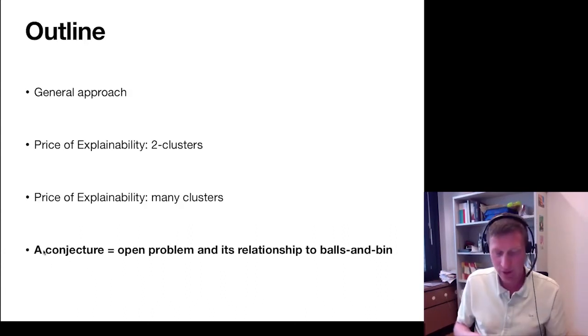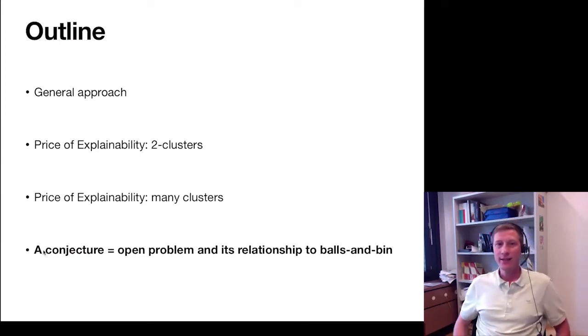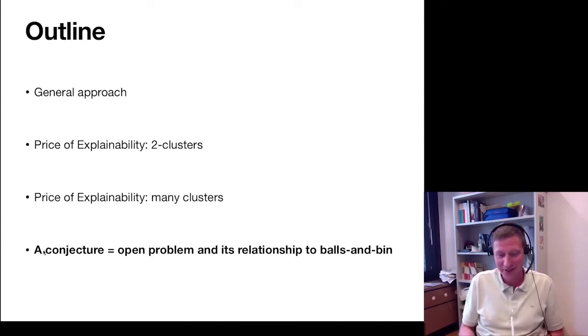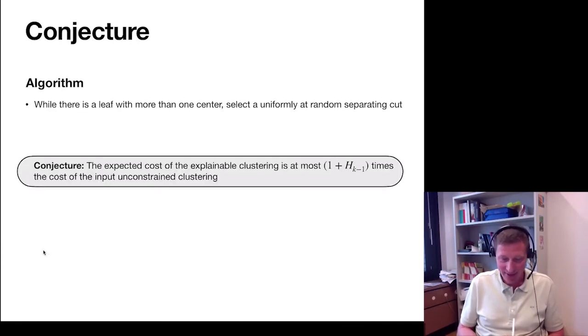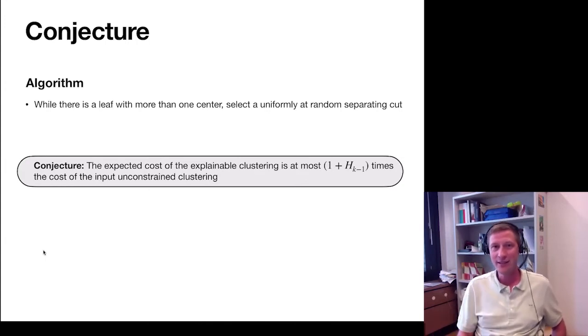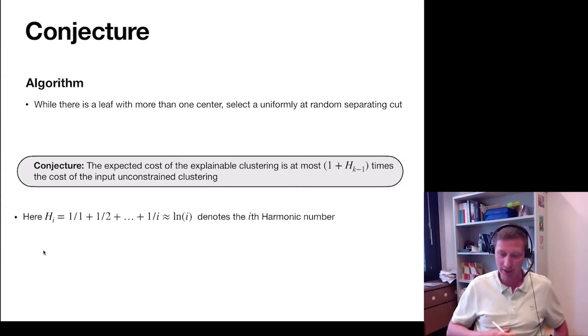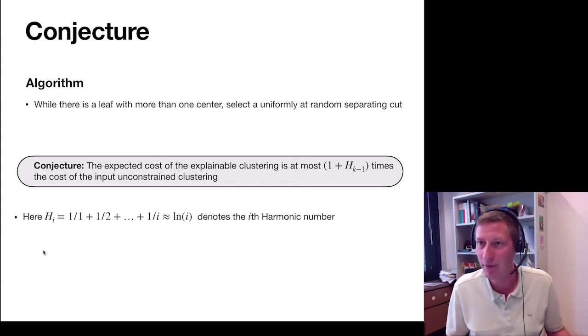Okay, so now I wanted to look at the same algorithm. And in fact, I have a conjecture. Maybe some of the experts in the audience can tell me if I'm wrong. But I believe this algorithm outputs, so it's a very specific conjecture, I think the expected cost of the explainable clustering is at most 1 plus H_{k-1} times the cost of the input clustering, the reference clustering. Here, H_{k-1} is just the (k-1)th harmonic number. So I believe this is the upper bound.